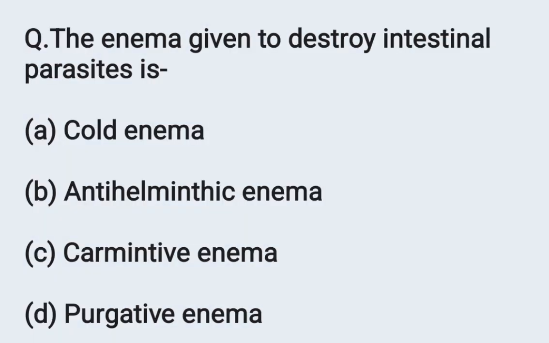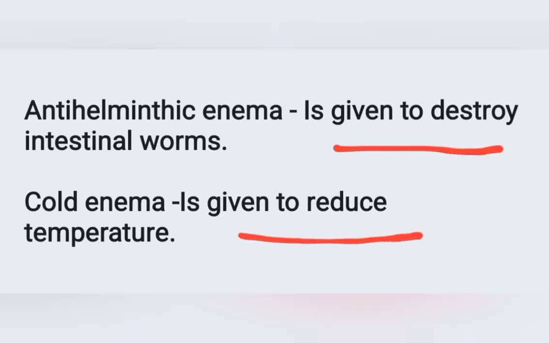Our next question: the enema given to destroy intestinal parasites is? Option A cold enema, option B antihelminthic enema, option C carminative enema, option D purgative enema. Here our question is which type of enema is given to destroy intestinal parasites or intestinal worms. Here we can see the options. The enema given to destroy intestinal parasites or worms is antihelminthic enema.